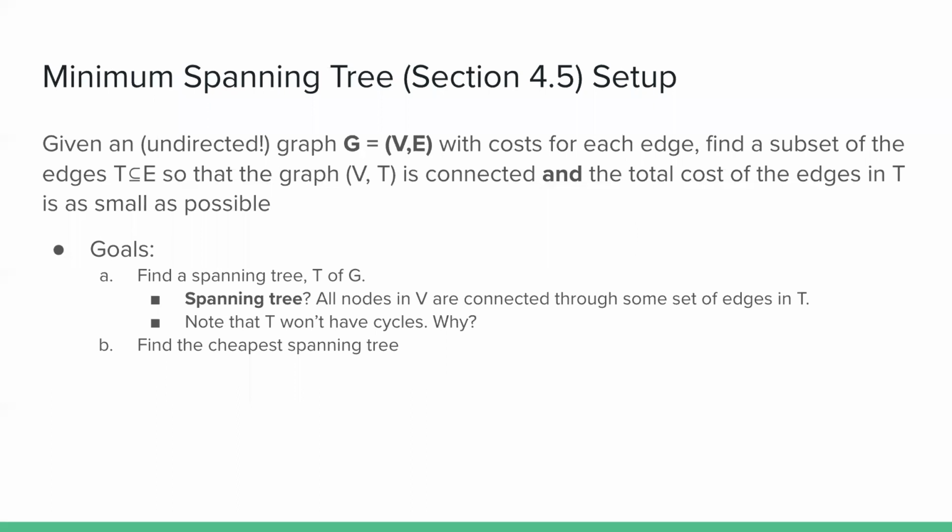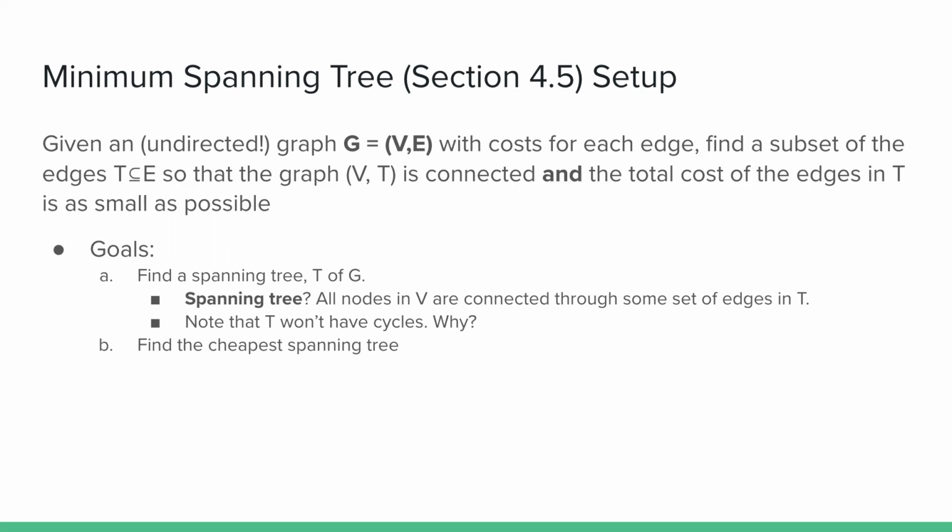Okay, so what is a minimum spanning tree problem? We have an undirected graph G, and we denote that as a set of vertices and edges, V and E, and we want to find a subset of the edges such that all of the nodes in our graph are still connected. So we can get from any node to any other node in the graph, but there's no cycles, right? So it's a tree and not a graph anymore, even though trees are still graphs technically.